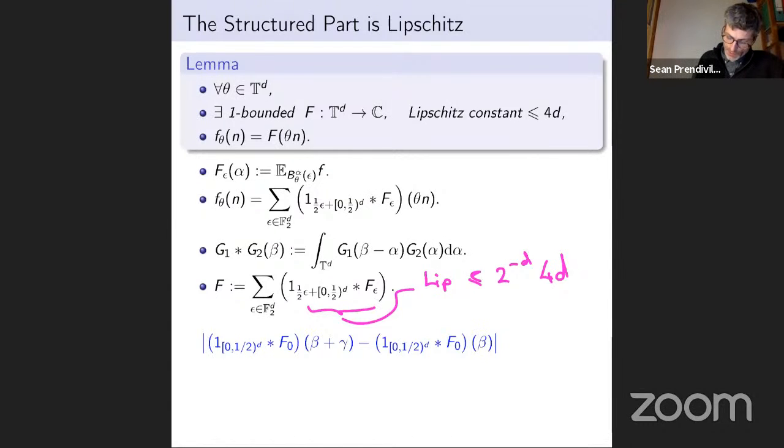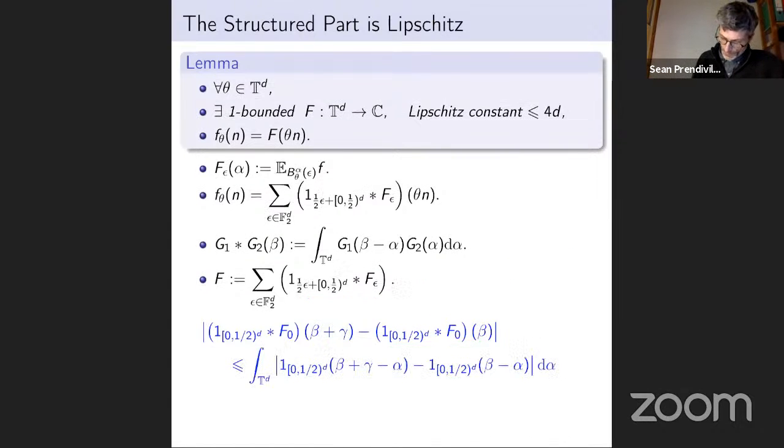So we're interested in how this convolution behaves when we perturb it by gamma. We're going to compare that to the convolution evaluated at the original point beta. So you substitute in the definition of convolution, and the f0 function is just a one-bounded complex number. It varies with alpha, but it's one-bounded. So we're going to crash through with absolute values in order to get rid of these f0 functions. And we're left with a difference of two indicator functions of boxes.